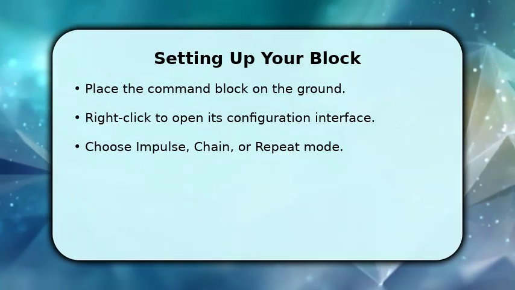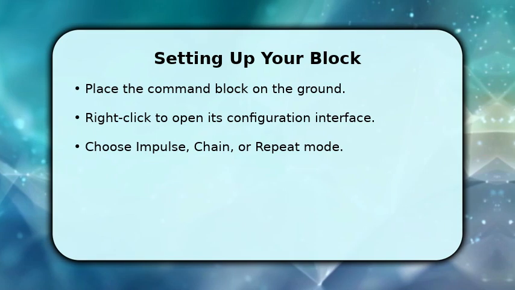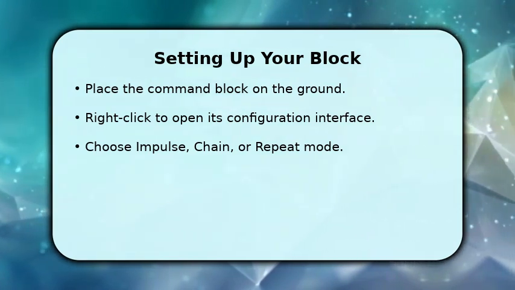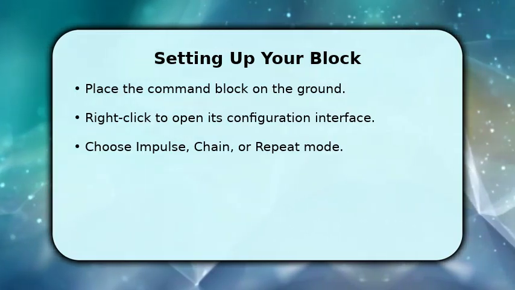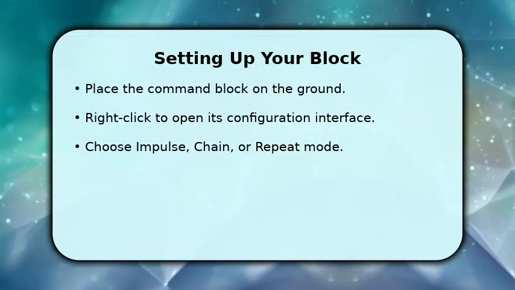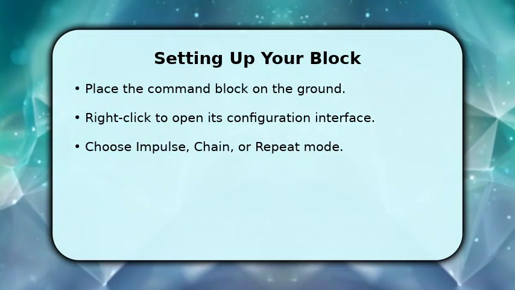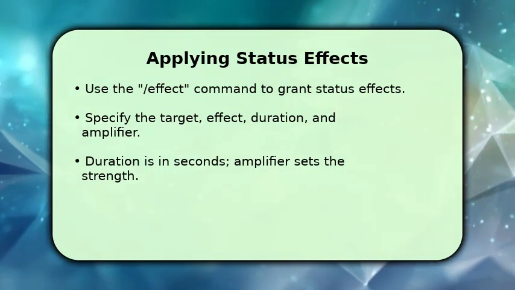Once you have your command block, place it down like any other block. Right-click it to open its user interface. Here, you can input your command and select its type. There are three types: impulse, which runs once, chain, which runs after another block, and repeat, which runs continuously about 20 times per second. To apply an effect, use the /effect command.